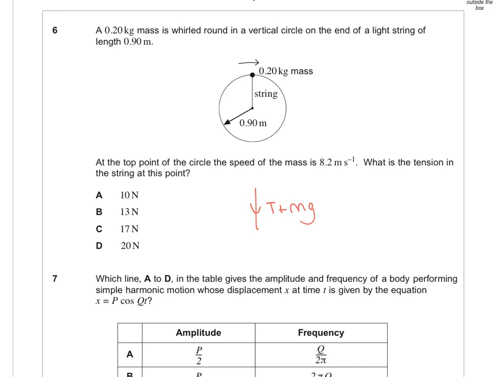So we know that into its centripetal, tension is going to be mv squared over r. In this case, we're going to subtract mg. So v squared is 8.2 squared divided by the radius, which is 0.90, minus 9.81, and times the whole lot by m, 0.20, gives you the tension, which is 12.98, and so on, which is essentially 13. So that's going to be answer B.